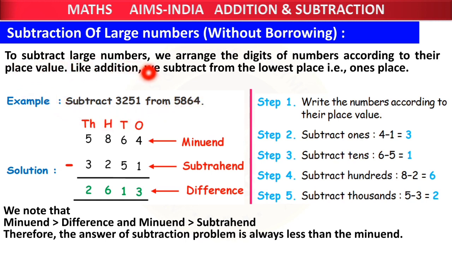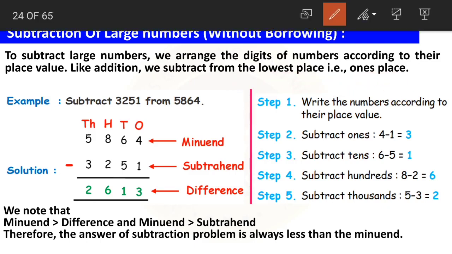Now to subtract large numbers, we arrange the digits of numbers according to their place value. Like addition, we subtract from the lowest place, that is ones place. Be it addition or subtraction, what is our first step? Our first step will be to write the numbers according to their place value.